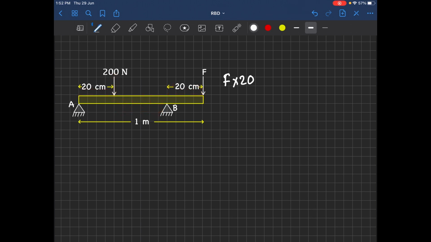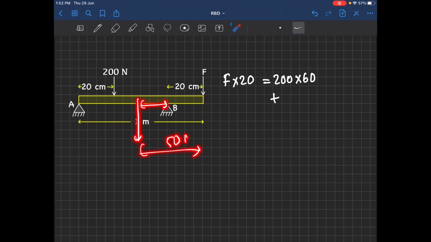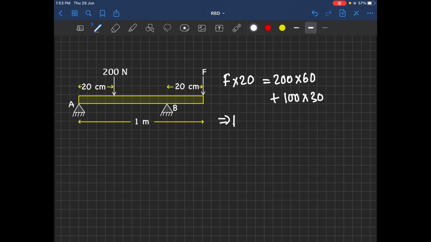So net anti-clockwise torque is 200 into 60 plus the mg of the rod is also applying torque. Now mg applies at distance 50 centimeter from the end, and this distance is 20, so the remaining distance stays 30 centimeter, right? So 200 into 60 plus 100 into 30. So this gives us F equals 750 Newton.